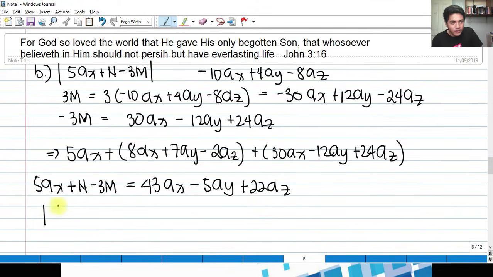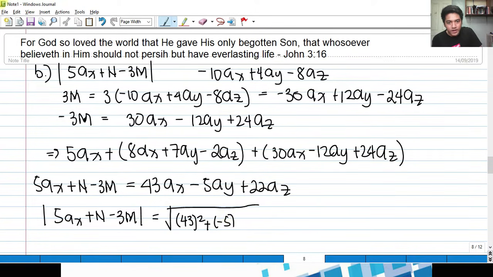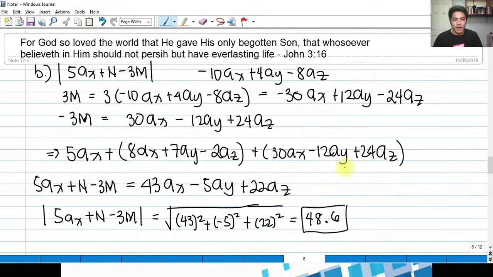In order for us to get the magnitude of this, it's very easy. Why? Because we're going to get the sum of the squares of the components and then take the square root. So we have 43 squared plus negative 5 squared plus 22 squared. And if you calculate that, that corresponds to 48.6. And that is the magnitude of this vector 5ax plus n minus 3m. So that should be the answer.